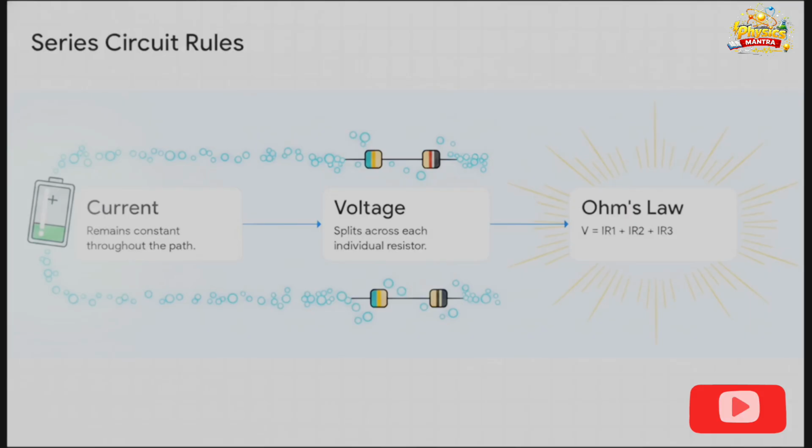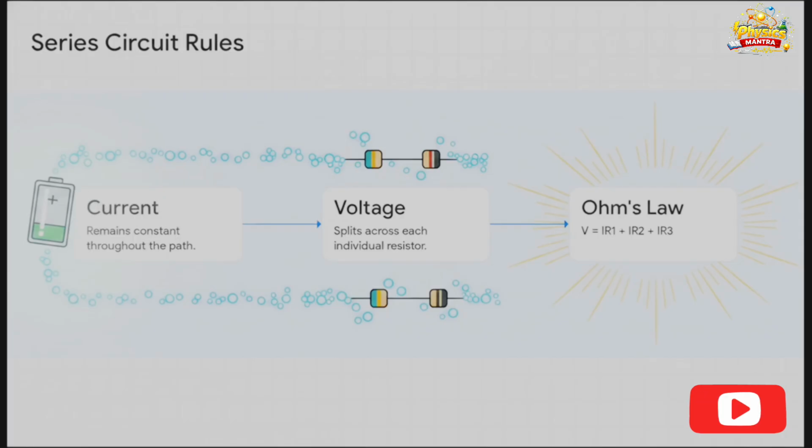Logically tracing the journey through this series circuit, we find a few undeniable truths. First, because there is literally only one path, the current never changes. It's completely constant at every single point. However, the total push from the battery, the total voltage, well, that gets divided up. Each successive obstacle in the path takes a little bite out of the total potential difference. So, the total voltage, V, is equal to V1 plus V2 plus V3.